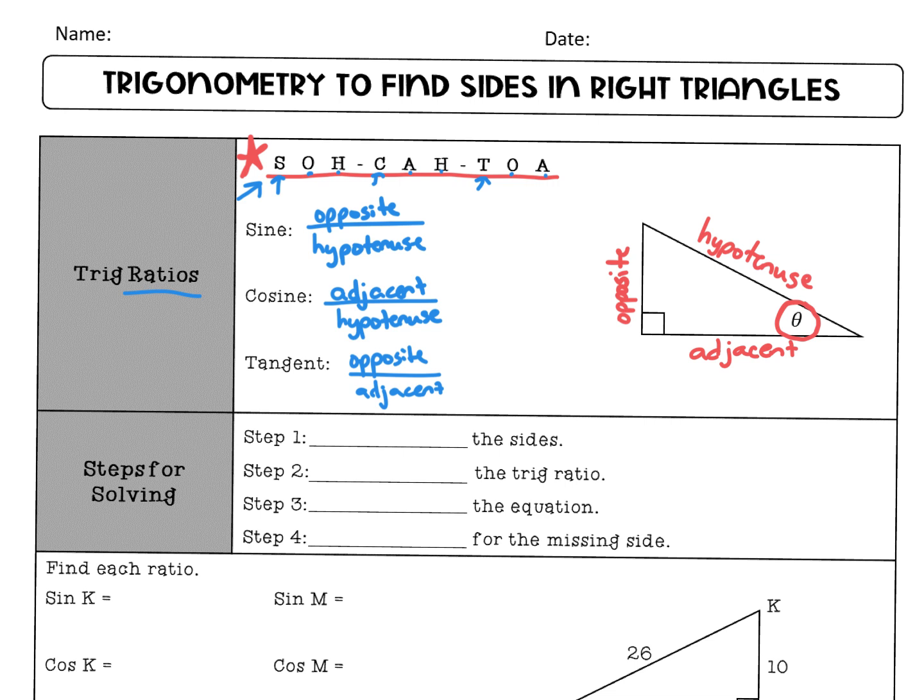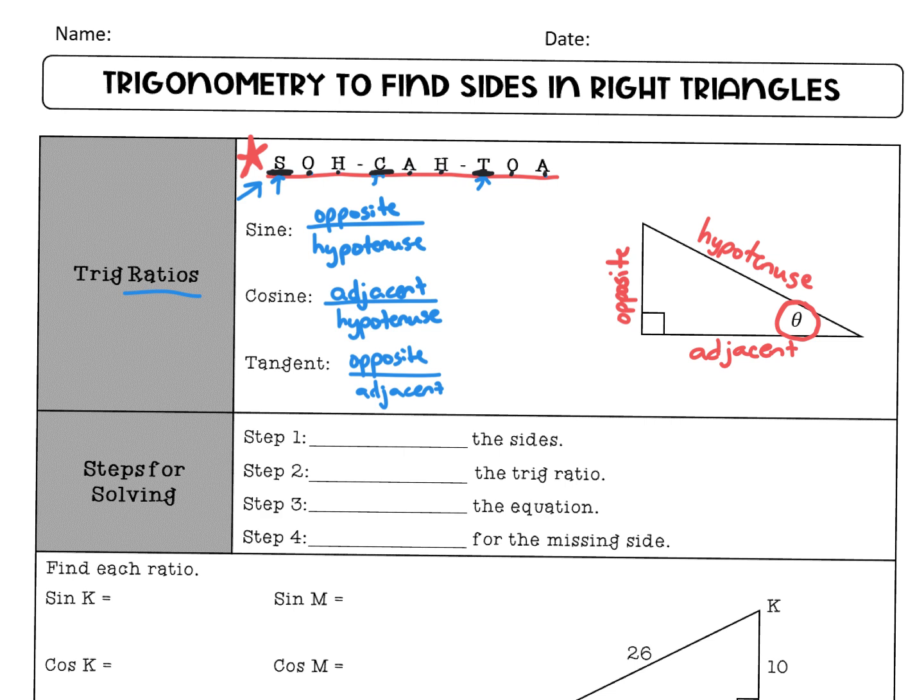Okay, so S stands for what? Sine, and its ratio is opposite over hypotenuse. C stands for cosine, and it's adjacent over hypotenuse. T stands for tangent, and it's opposite over adjacent. That acronym is supposed to help you in remembering SOHCAHTOA.